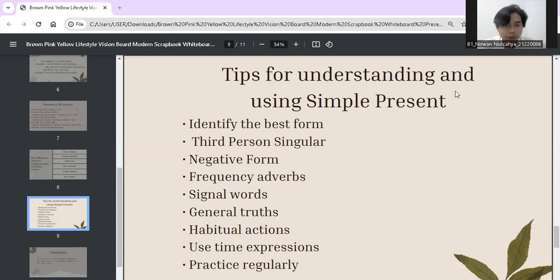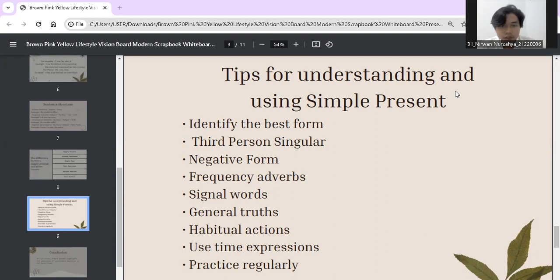For using time expressions, pair the simple present with time expressions like every day, on weekends, or at 3 p.m. to provide context to the action. And the last, practice regularly to solidify your understanding. Practice forming affirmative, negative, and interrogative sentences in the simple present. Create sentences about your daily routine or general facts to reinforce the usage.